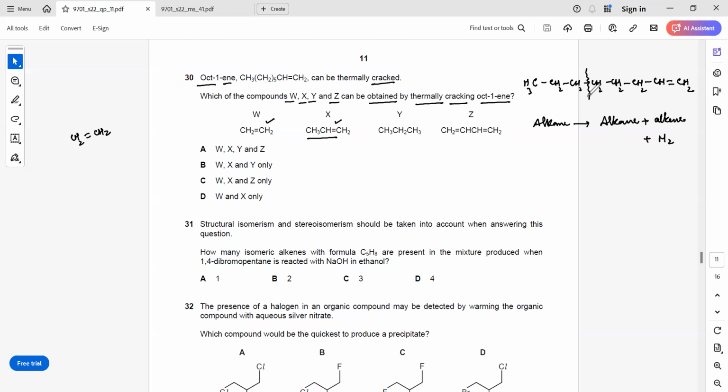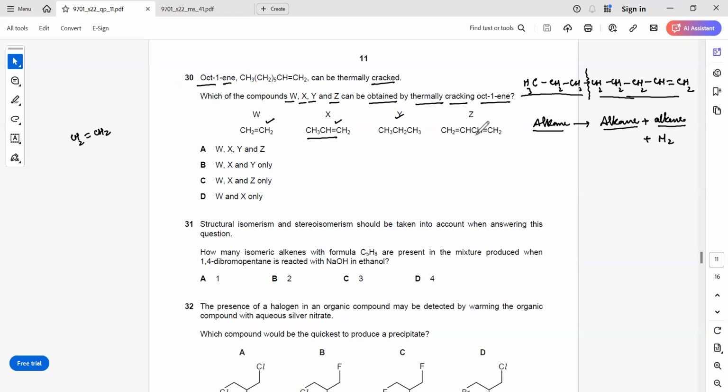So if we break it from this point, it can give us this alkene and another alkane. That is also possible. Remember, when we break long chain alkanes, they give one alkene and another alkane. So if we break from this point, that can give us either an alkene of three carbon atoms or an alkane of three carbon atoms. So this one is also possible.